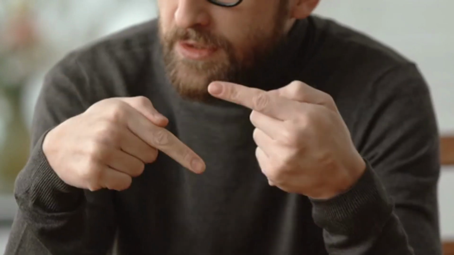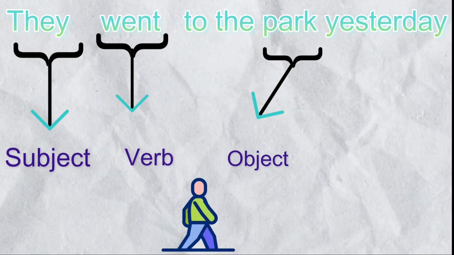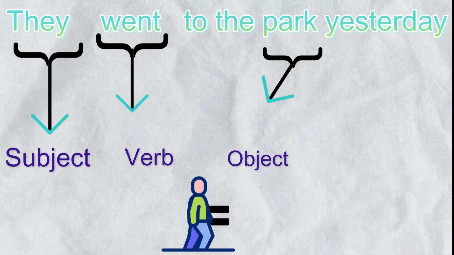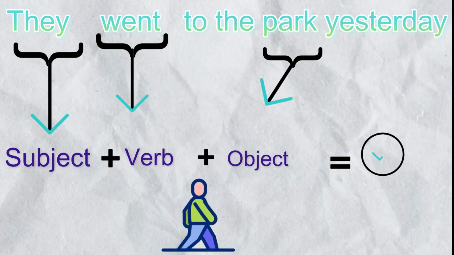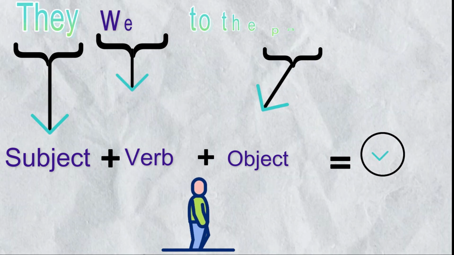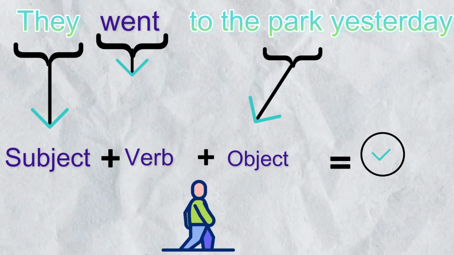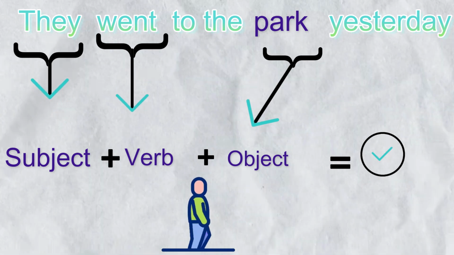We are going to look at why that is so. It is clearly because they is the subject here, following the subject, verb, object order we learned. They went to the park yesterday is the correct answer, because they, the subject, comes before the verb went, and we see there that the recipient of the action is the park, which is the object.